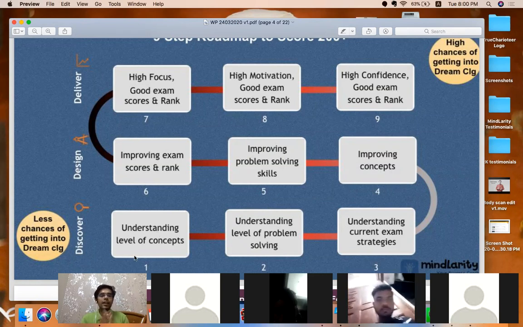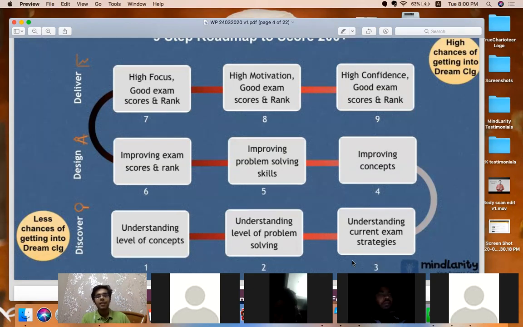So what we are doing in these 9 steps is, first we are discovering ourselves. पहले हम अपने आप को जान रहे हैं कि मेरे concepts के तरीके क्या हैं, मेरे problem solving का level क्या है, मेरे concepts का level क्या है और मेरे exam देने के तरीके क्या हैं. जब तक हम खुद को नहीं जानेंगे, there is a very little chance that we will improve. अगर हमें खुद अपने बारे में नहीं पता है, तो हम किसी से क्या शेयर करेंगे, हम किस चीज़ पे इंप्रूव होंगे. So discover phase is about knowing yourself, your level of concepts, level of problem solving and exam strategies.